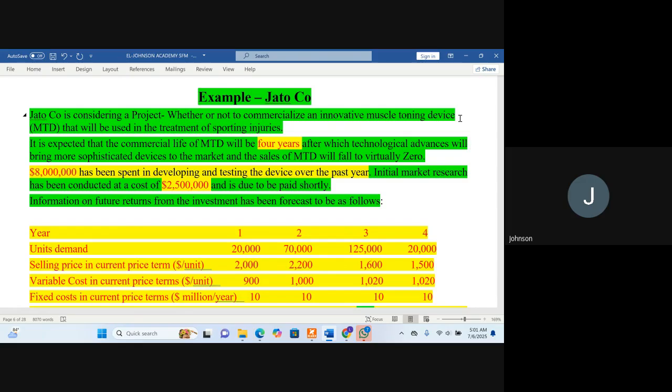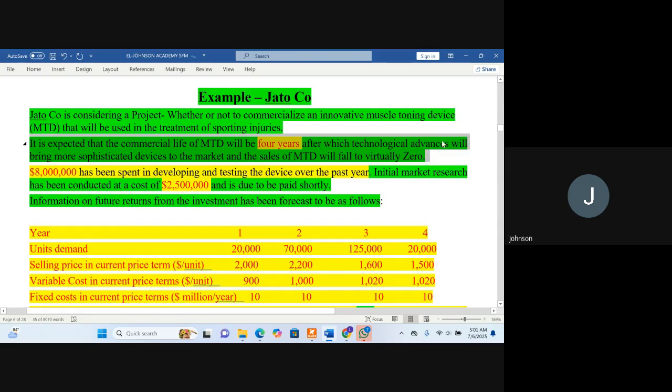So they say it is expected that the commercial life of MTD will be 4 years, after which technological advancements will bring more sophisticated devices to the market, and the sales of MTD will fall to virtually zero. Now in this first paragraph, the only thing that we've been able to get is our number of years. So on your answer sheet at the side, just put dash NY, number of years.